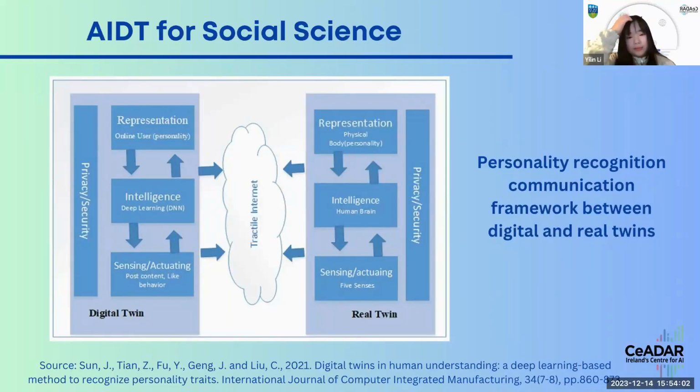And the third is representation. In this context, the digital twin deploys a virtual human representation to understand human personality by timely observing users' posting content and behavior. So using social network data to analyze personality traits is feasible and can provide insight into human behavior and preference. Based on the insight into individual personalities, it opens up the possibility of developing more personalized and effective strategies in areas such as marketing, education, and workplace management.